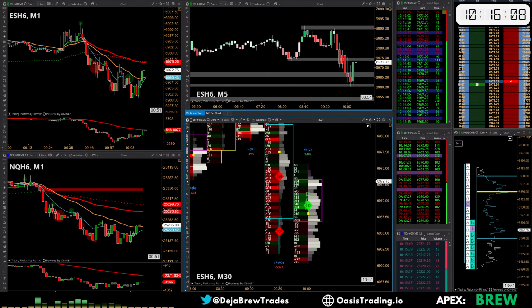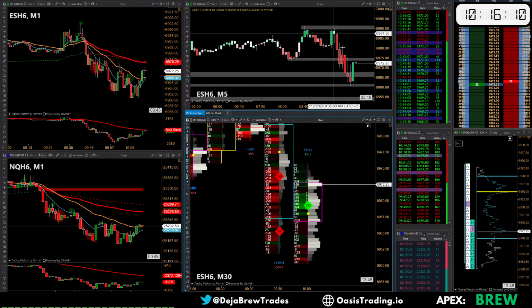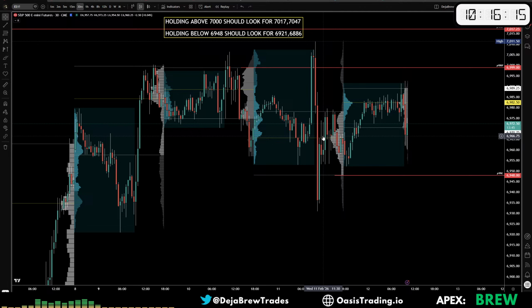A lot of bullish delta down here, pushing into VWAP. Not the greatest bear flag in the VWAP because you are basically trading right on the POC of yesterday, so it's a little bit sloppy.